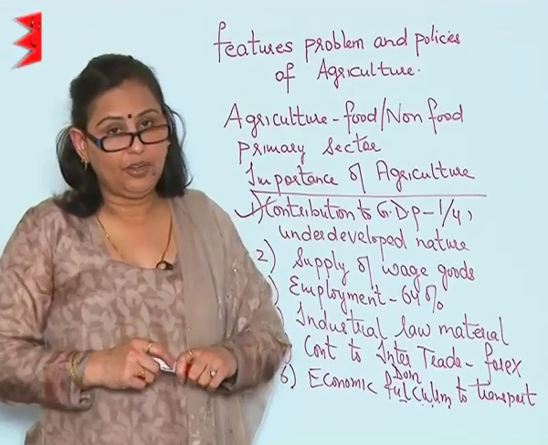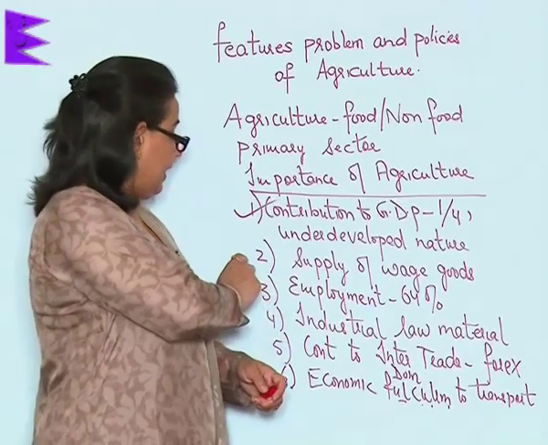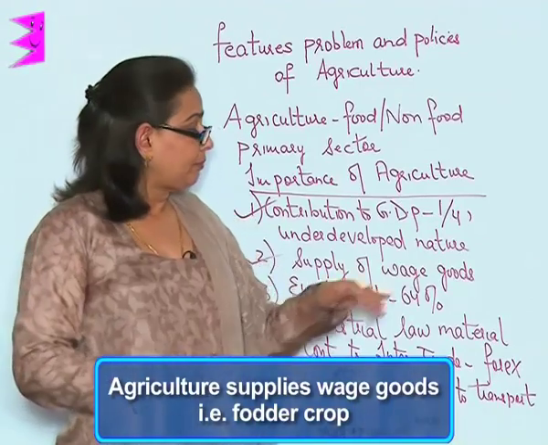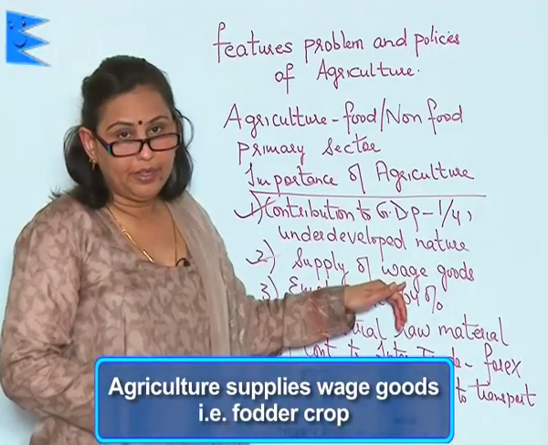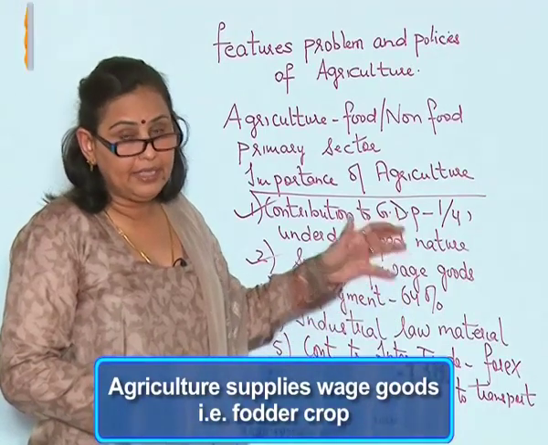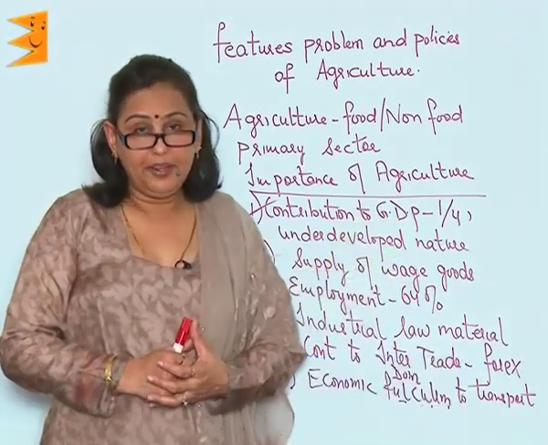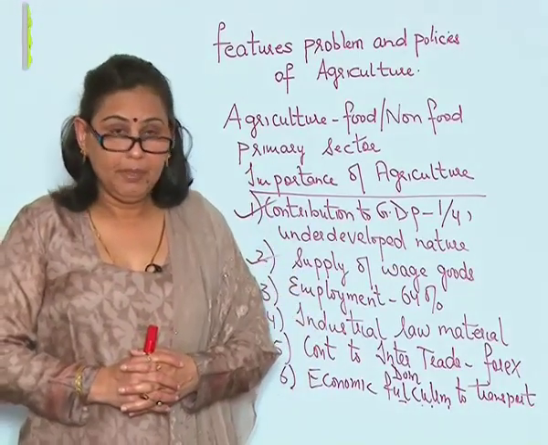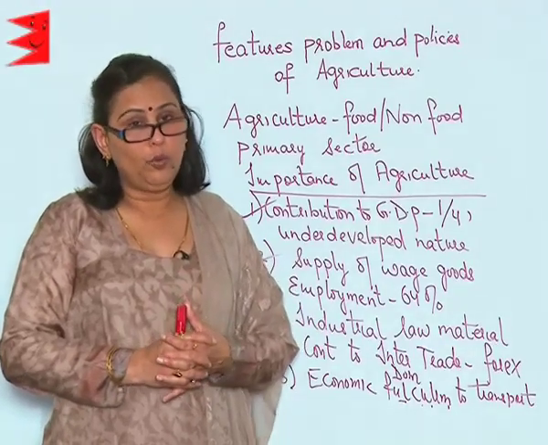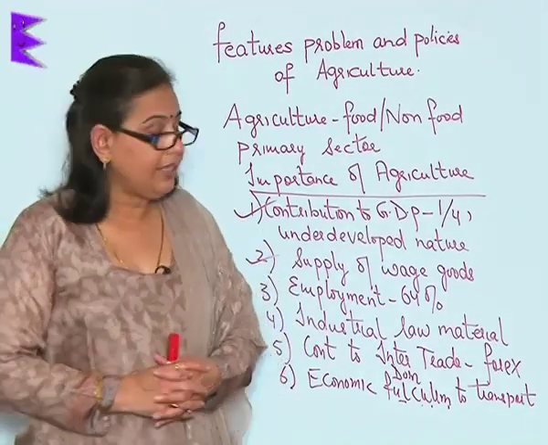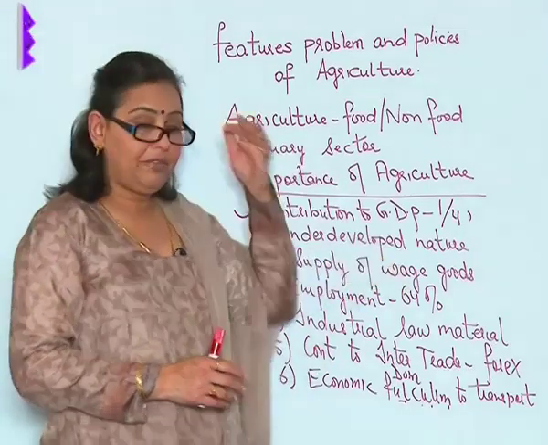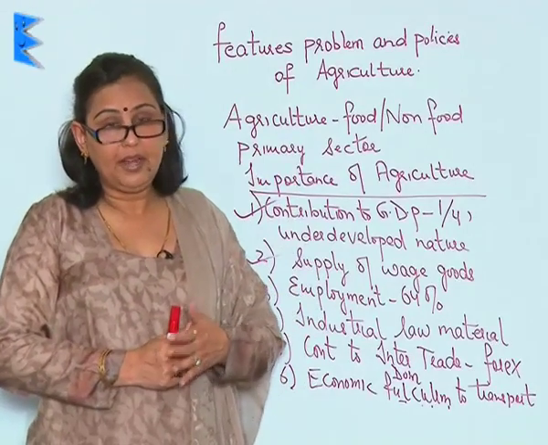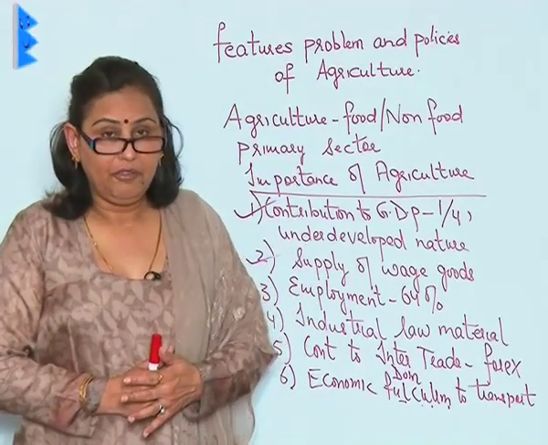The second feature of Indian agriculture is that it supplies wage goods, that is, the fodder crop and all is supplied by this sector. So, it provides food crops not only to human beings, that is millions of them, but also to many animals. Thus, its providing of wage goods is another important feature of Indian agriculture.